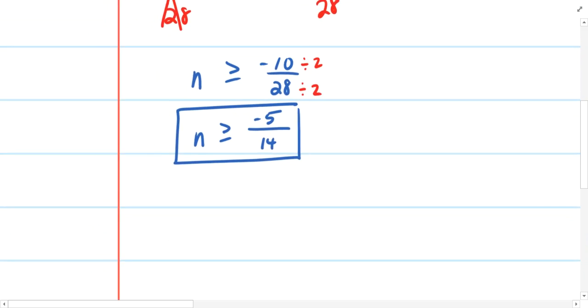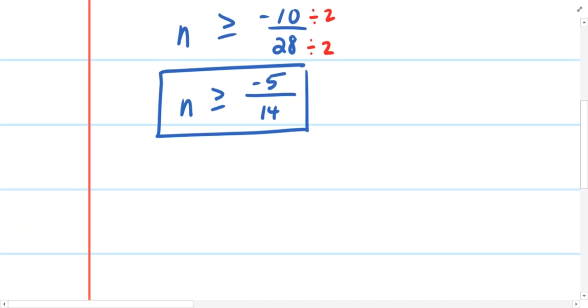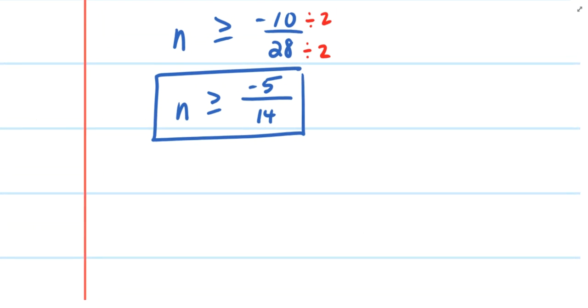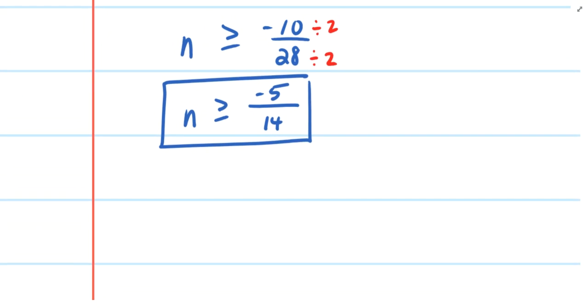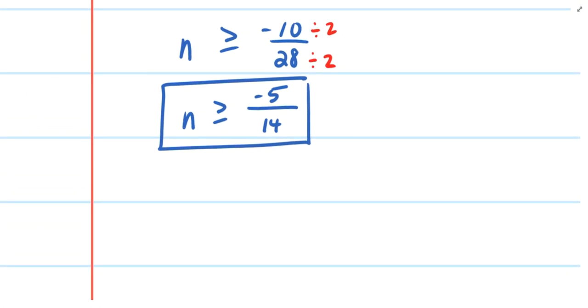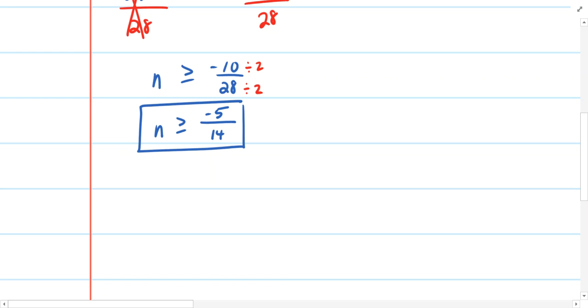So I'm pretty happy with this answer. The fraction can't be reduced any further. It's not a mixed number, and we've isolated the n value. So again, I'm pretty happy with this result. Now we need to take the time and enter it into the Khan Academy site.